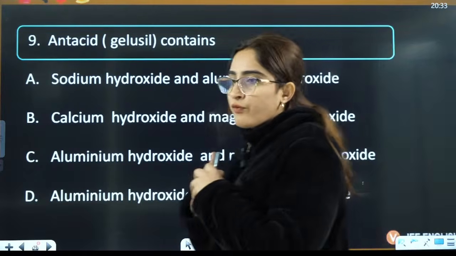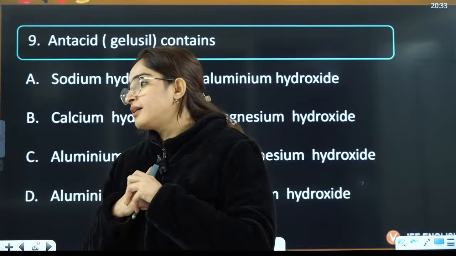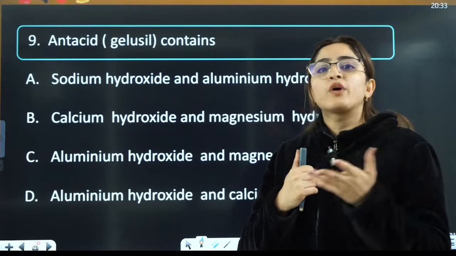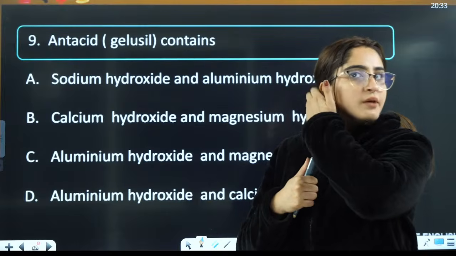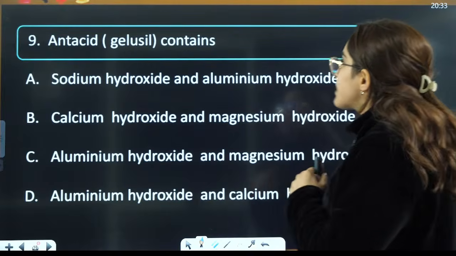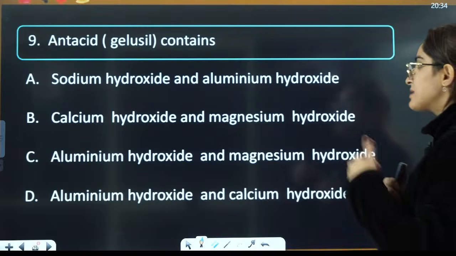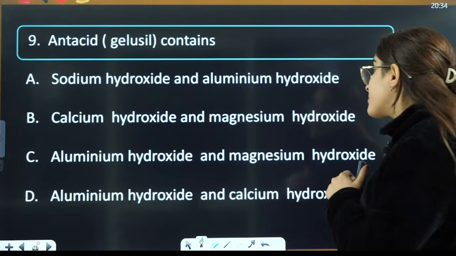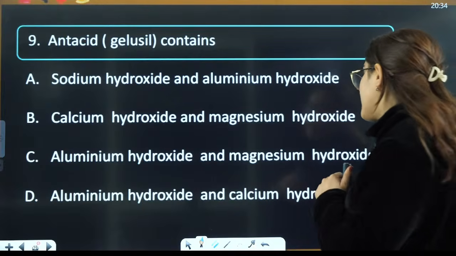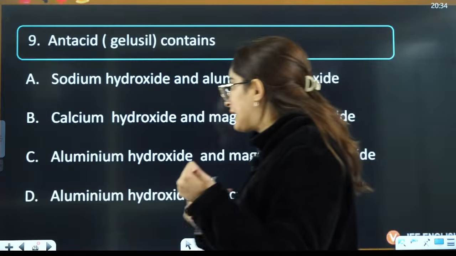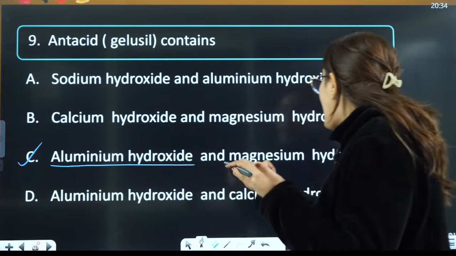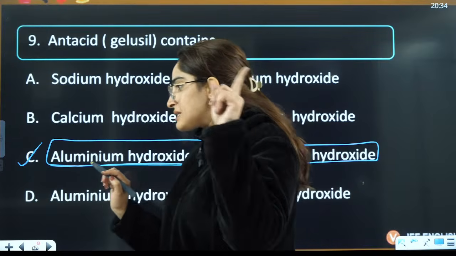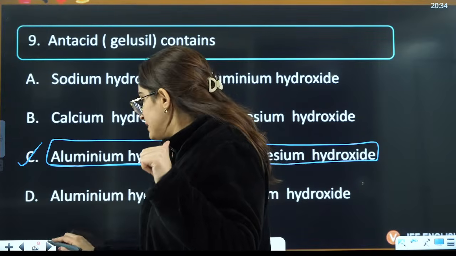Now these kind of questions you will not see in JEE, right? These theory-based questions, because the syllabus is larger in AEEE. See this: antacid Gelusil contains aluminium hydroxide and magnesium hydroxide. So the answer is going to be C, the correct answer here, right?